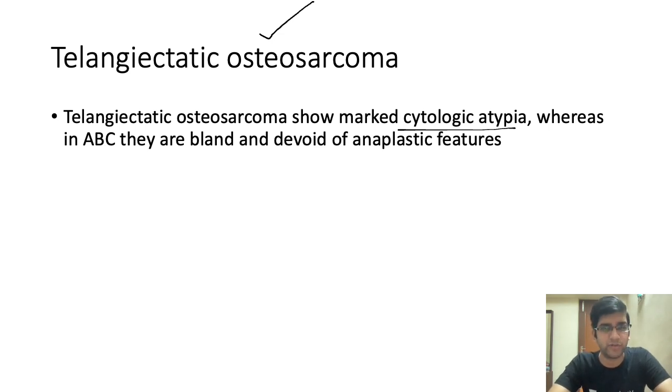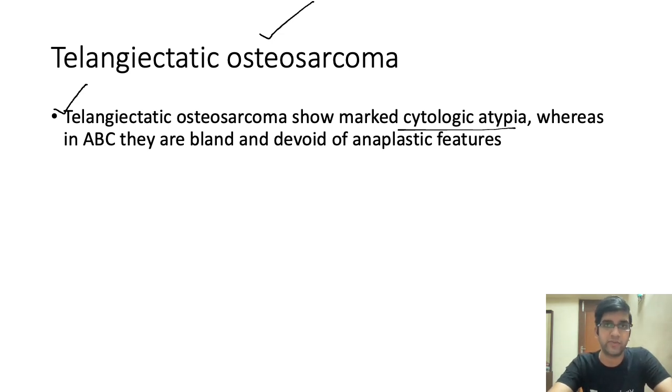In 10x for sure you'll see lots of pleomorphism, lots of cytological atypia, high NC ratio, everything. You can see markedly ugly giant cells and atypical mitosis. All of them are going to favor telangiectatic osteosarcoma. And obviously radiology will give you a clue. That's a very classical finding seen in imaging which can pick up a telangiectatic osteosarcoma.